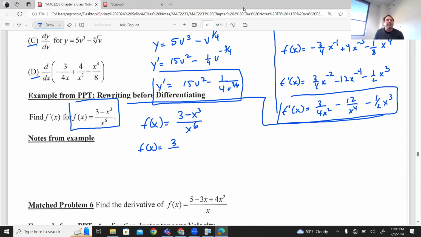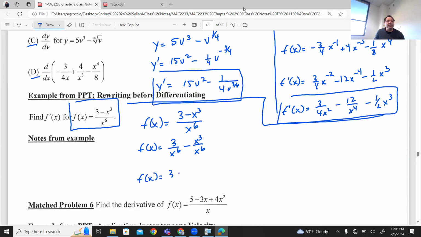Both. So this can be rewritten as 3 over x to the 6 minus x to the third over x to the 6. So see how it was divided? We can rewrite this so it's not one piece, but two pieces. And then we're still rewriting.